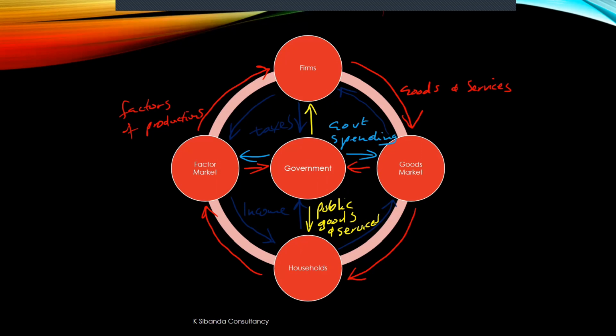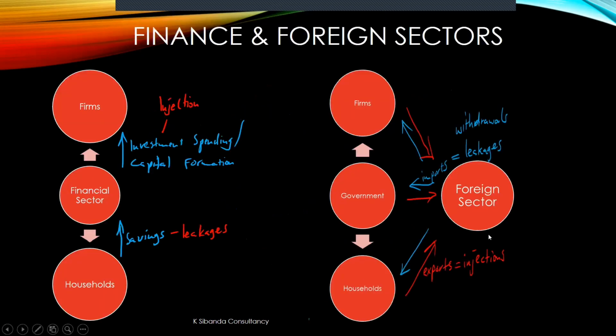Then we also have the other two sectors that we said also come in handy in this circular flow of income. We've got the financial sector. We also have the foreign sector. Now, remember, we said we've got firms that are producing goods and services, and they are selling those goods and services in the goods market. They are also buying from the factor markets.